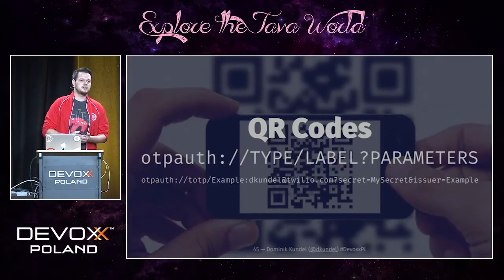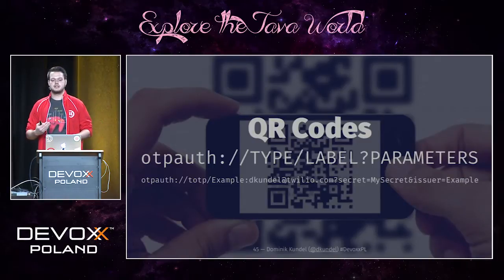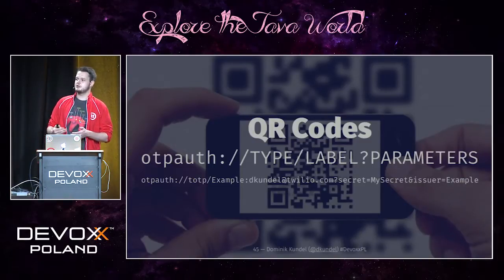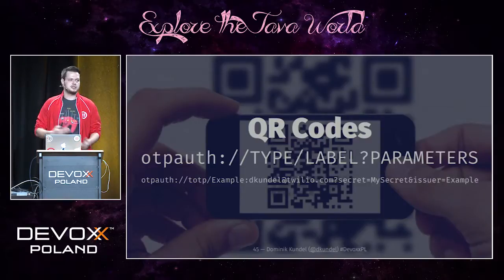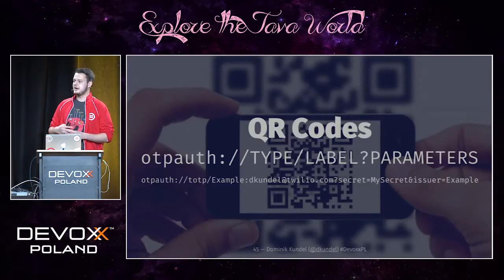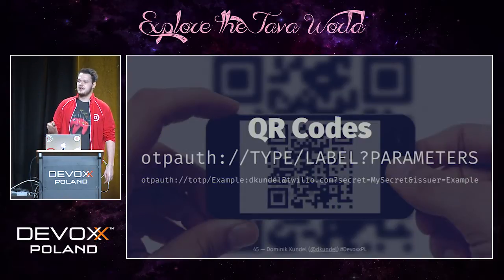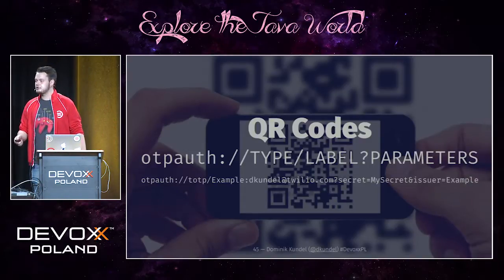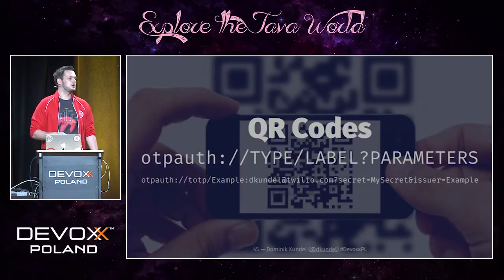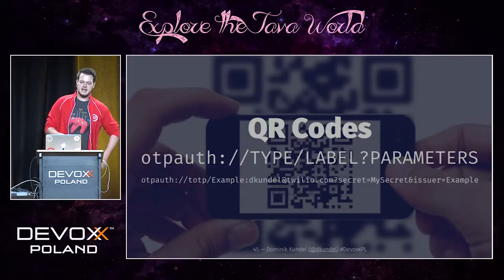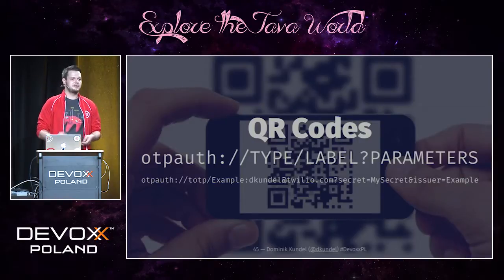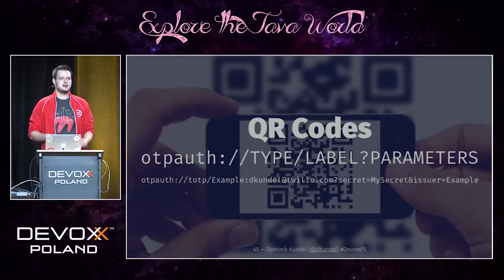So what you need to do is essentially construct a URI that contains the type that should be used to generate these codes, which is HOTP or TOTP, and then pass in the label so that the application can nicely show which account the generated code is related to, and then pass in some parameters. And these parameters are things such as the secret or the issuer that is handing out this secret. And then if you convert that into a QR code, the Google Authenticator app will be able to scan this.